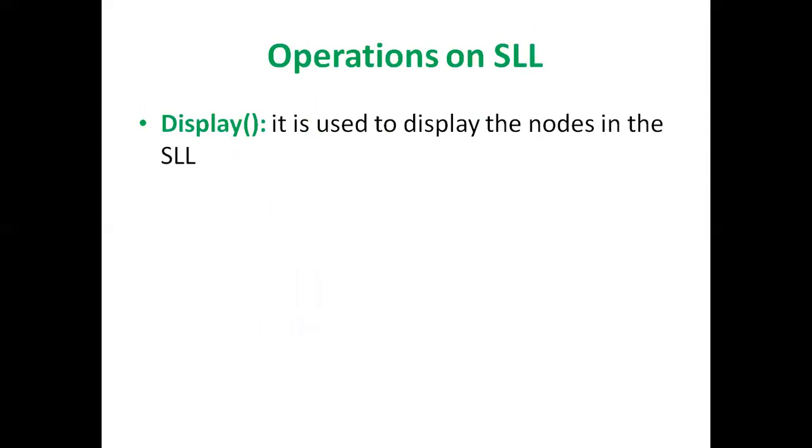Now one more operation is display. Display is used to display the nodes in the single linked list. That means whatever nodes are available in the list, those values, those elements' data, we can display by using the display operation. If you want to display the list, you should check that head is not equal to null.